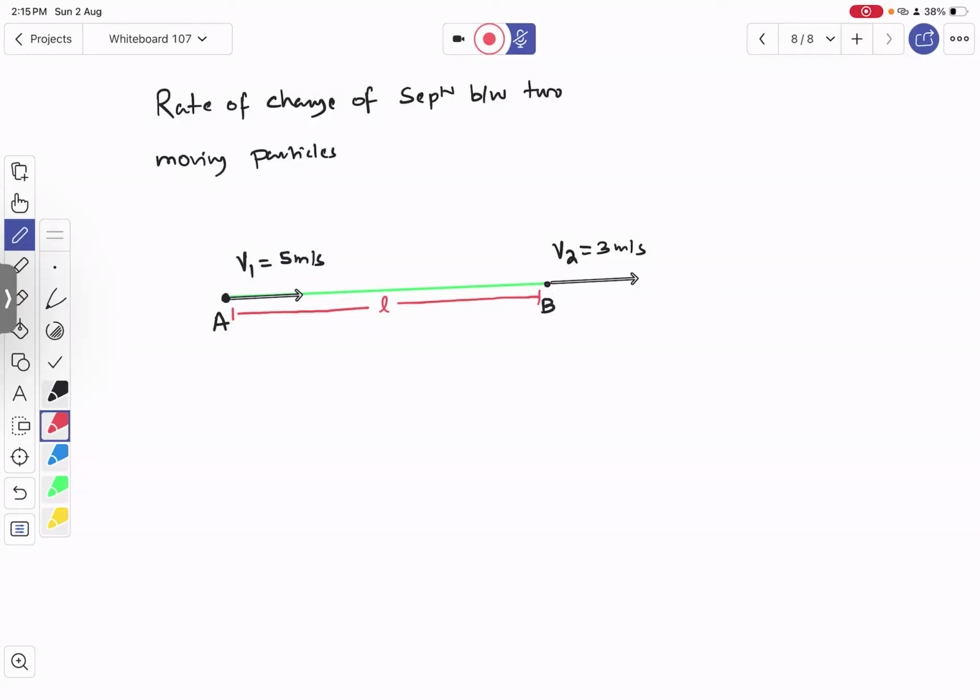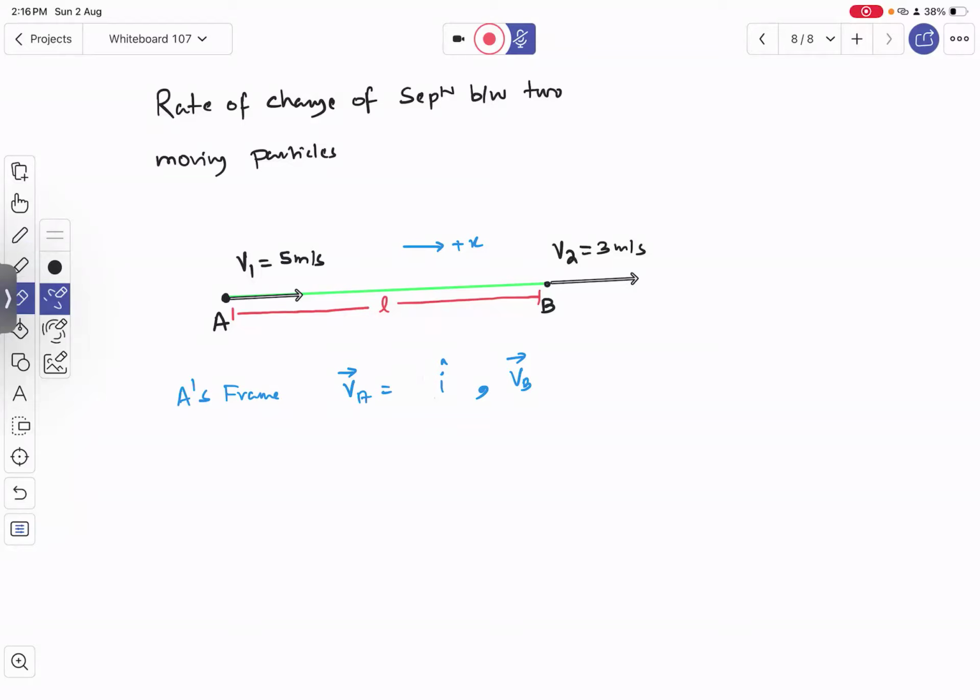What you can do is sit in the frame of A or B, whichever you like. But A is easier to draw for me. He is on the left side, so I will sit in the frame of A. So from A's frame, what is the velocity B is going to have? Maybe you can do it like this also. This is our plus x direction. The velocity of A is v1 i cap. I don't have to use i cap, but still I'm using it. Write that only: VA is 5 i cap.